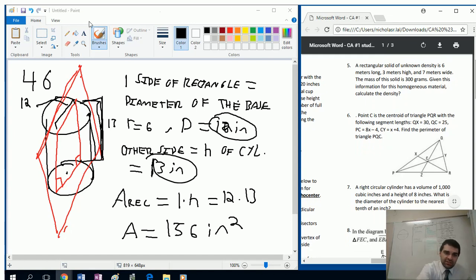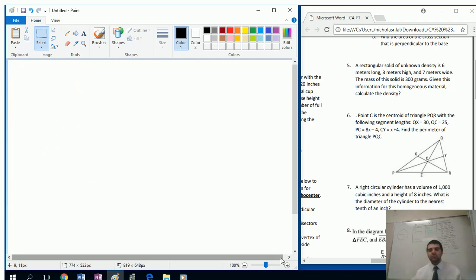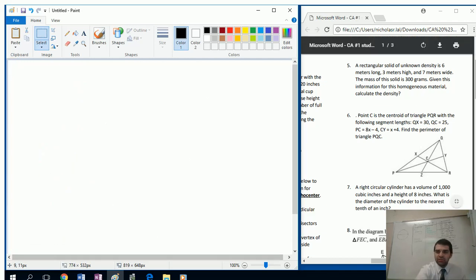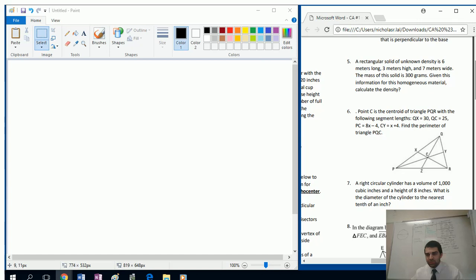And let me erase this problem here. Problem 5. A rectangular solid of unknown density is 6 meters long, 3 meters high, and 7 meters wide. The mass of the solid is 300 grams. Given this information for this homogeneous material, calculate the density. So first of all, we need to start with the density formula.